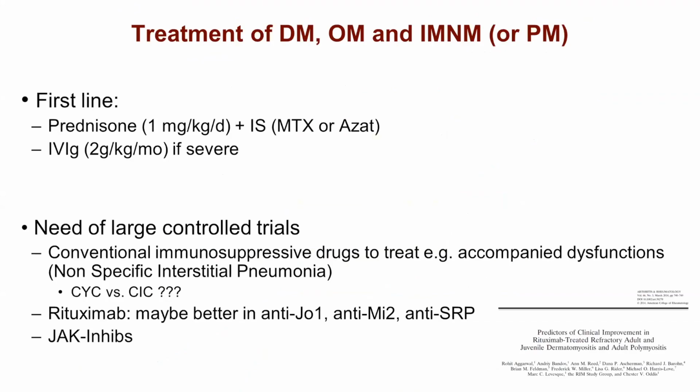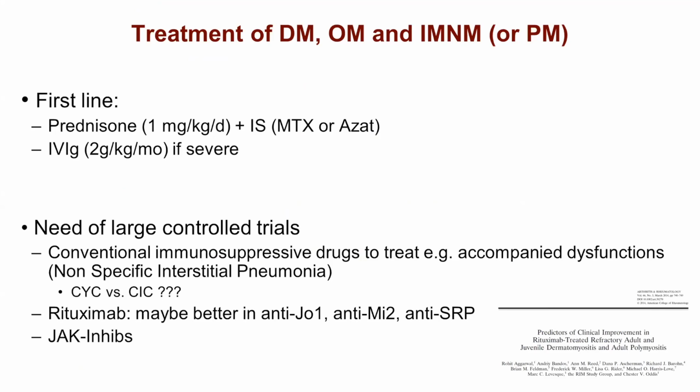Today, we are still stuck in the classical treatments for dermatomyositis, overlap myositis, and immune-mediated necrotizing myopathies, with corticosteroids at high dose during the first months, 1 milligram per kilo per day, plus a sparing agent such as methotrexate. And if your patient is very severe, you can add IVIG. Severe means with swallowing troubles or loss of walking capabilities.